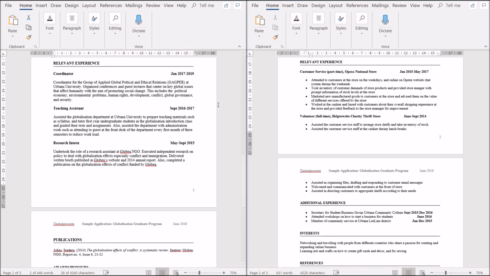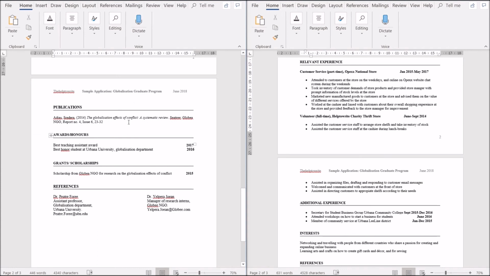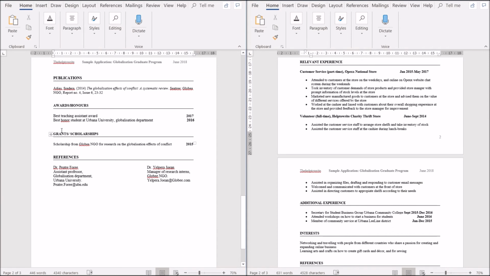The next section of the academic CV is the publication section, where you can include your published research. Here it is written that this person published a paper on the globalization effects of conflict. This is followed by an awards or honors section and a grants or scholarship section. As the title reads, you want to include awards, grants, and or scholarships that you may have received from former schools or are related to your research or the program that you are applying for.